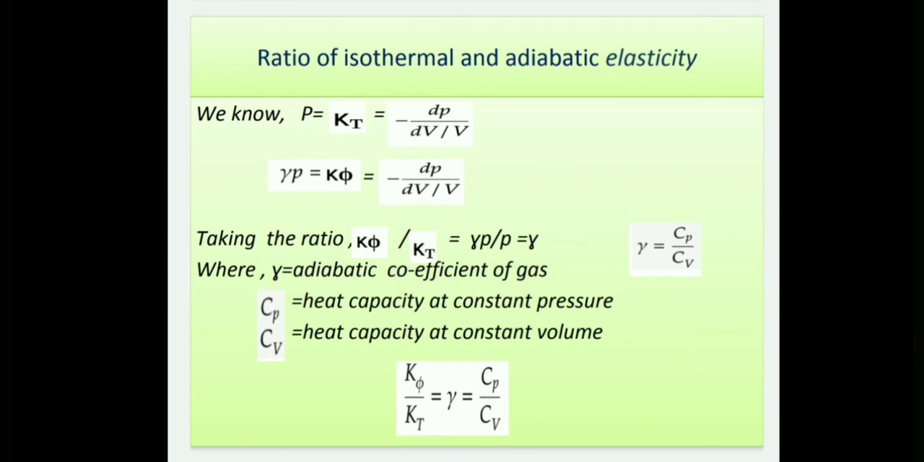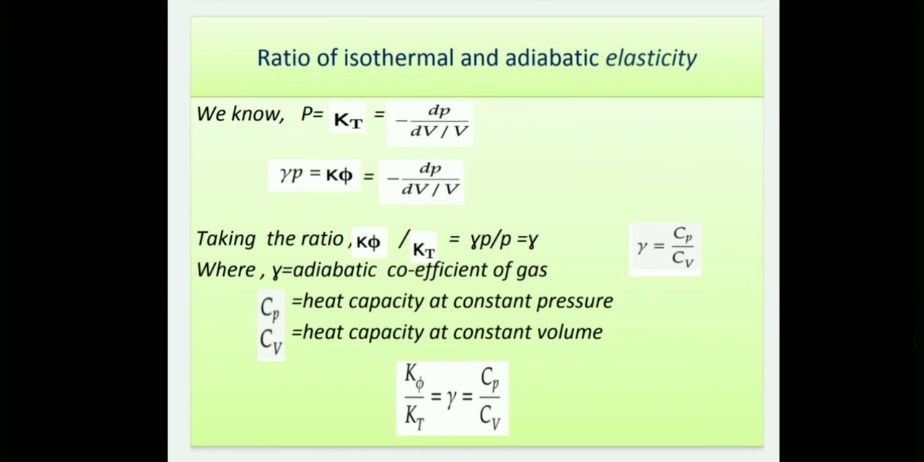Now we are going to take the ratio of isothermal elasticity and adiabatic elasticity. We know isothermal elasticity Kt is equal to P equal to minus dP divided by dV by V, and adiabatic elasticity K phi is equal to gamma P is equal to minus dP divided by dV by V. Taking the ratio of adiabatic elasticity K phi divided by isothermal elasticity Kt is equal to gamma P divided by P is equal to gamma.